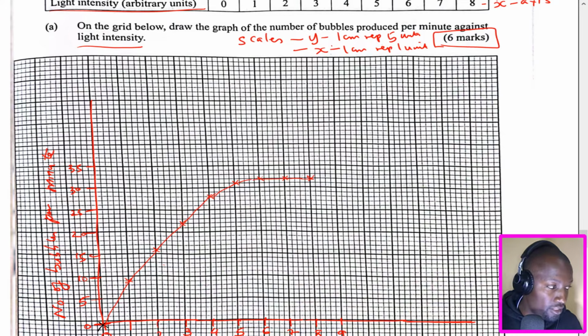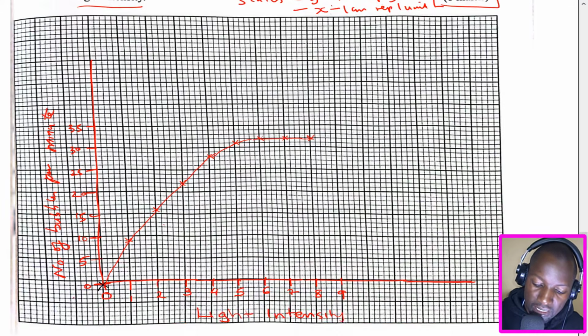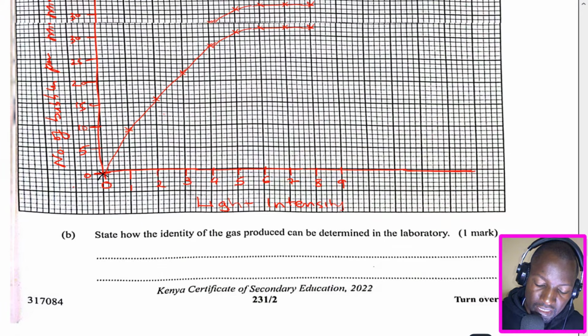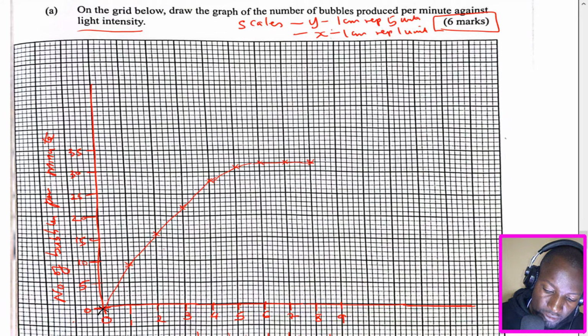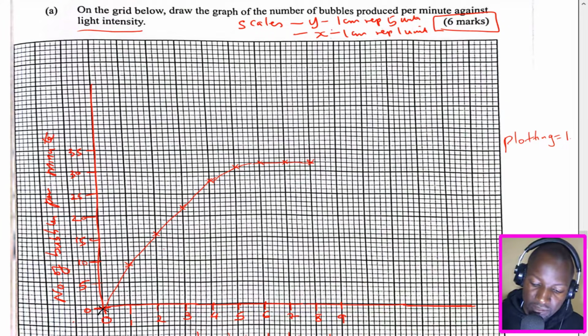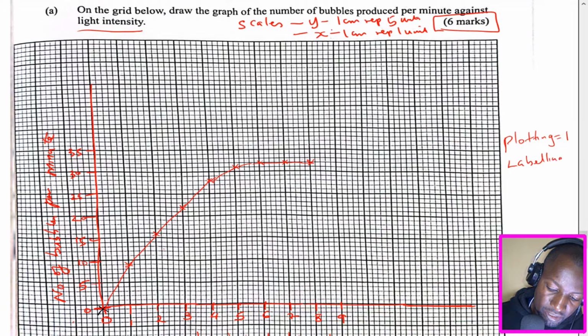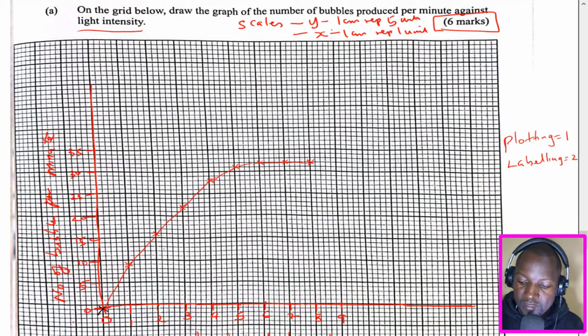This is how the question shall be marked. Out of the 6 marks, the candidates shall score as follows. For good plotting, remember it's only one graph, so you'll get 1 mark. We also have labeling. If you have done very good labeling of the axes, you get 2 marks because there are 2 axes.